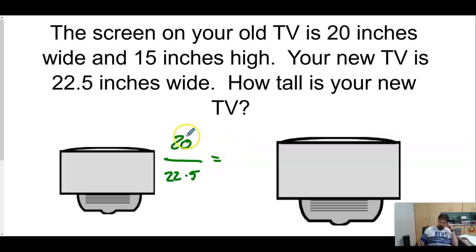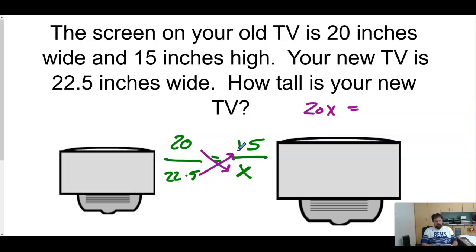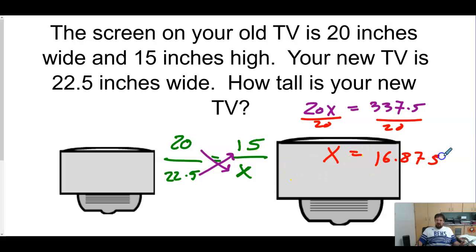Set that equal to, since I use the old TV on the top, once again for the height I have to put the old TV on top, and then we want to know how tall the new TV is. So we'll just cross multiply. 20 times x is 20x. 22.5 times 15, let's plug that in. That gets me 337.5. Now we're just going to divide both sides by 20 because the 20 is what's by the x. We get x equals 16.875 inches tall.